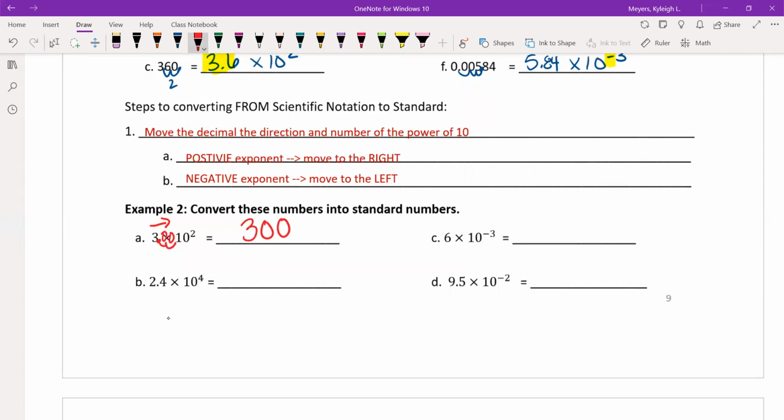Remember, there's an implied decimal here. A negative number means we go to the left. We move it left 3 times: 1, 2, 3. There's no numbers, so we put zeros. So it's 0.00 and then a 6.